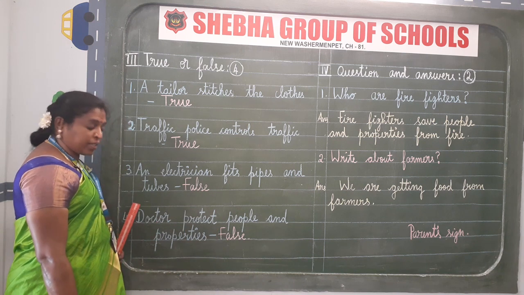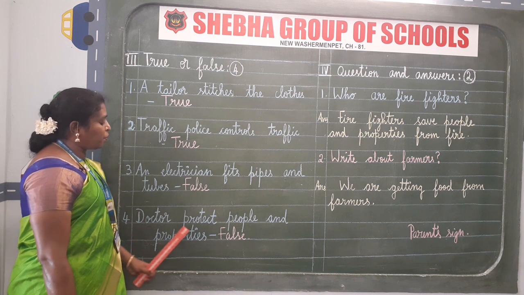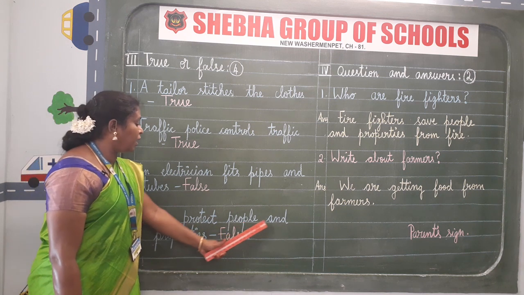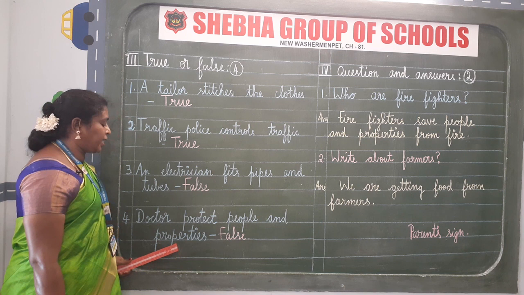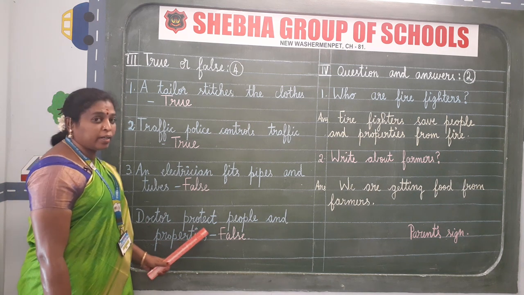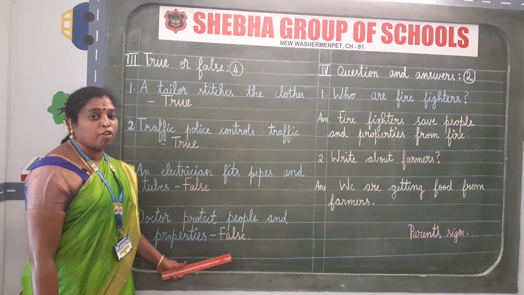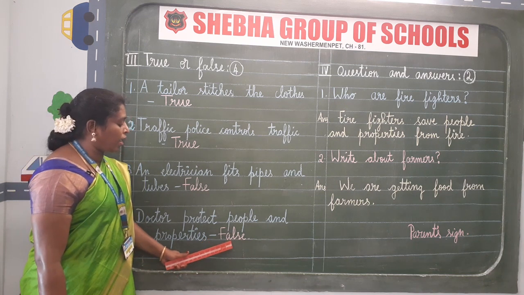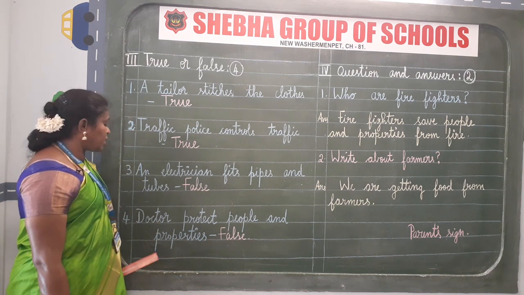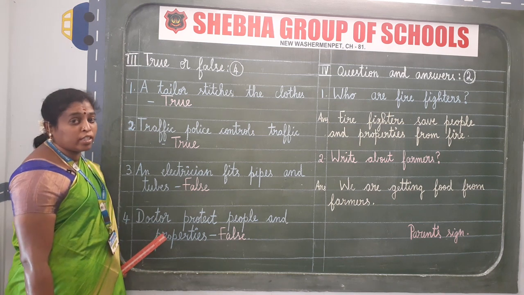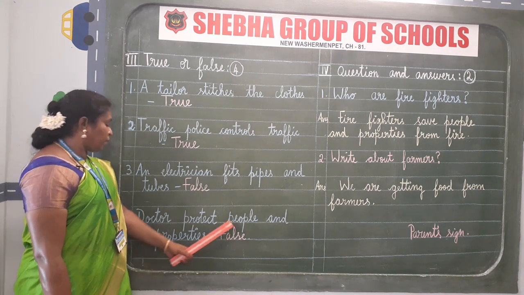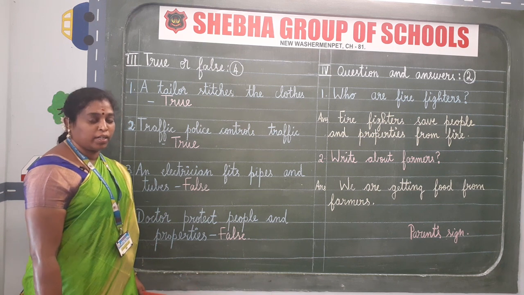Start with the capital letter. Doctor protect people and properties. The answer is false. F-A-L-S-E, false. Because the correct answer is police. Police only protects people and properties. Clear, students?